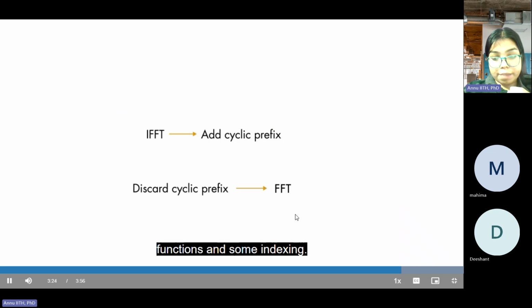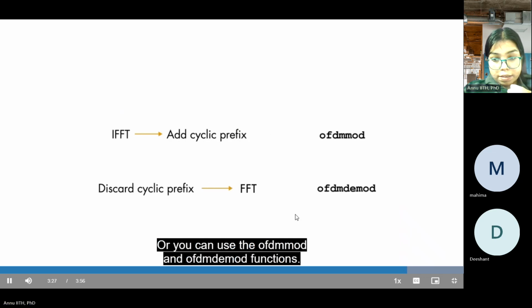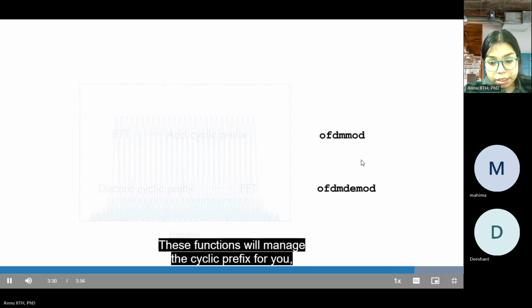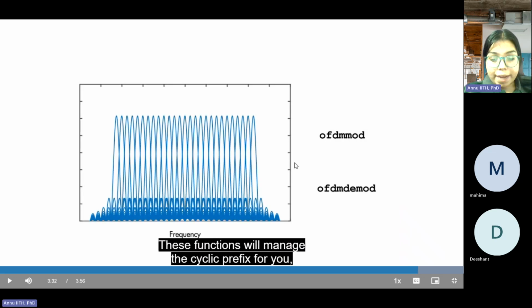And we can implement this in MATLAB. We'll see that. Also, we can use OFDM mod, which is already inbuilt and has IFFT plus add cyclic prefix, or discard cyclic prefix plus FFT. That's OFDM mod. So you can see OFDM mod already has cyclic prefix addition after IFFT. After the QAM symbol, you will have IFFT plus cyclic prefix addition. That is OFDM mod. And when we discard the cyclic prefix and do FFT, that is OFDM demod. And these functions will manage the cyclic prefix for you.